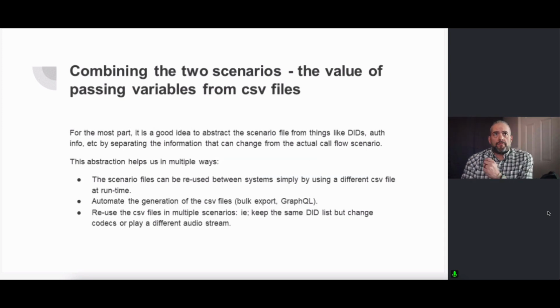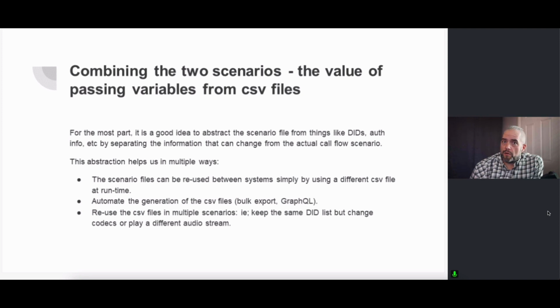For the most part, it's a good idea to abstract the scenario file from things like DID and auth info, by separating the information that can change from the actual scenario file. The abstraction helps us in multiple ways. The scenario files can be reused between systems simply by using a different CSV file at runtime. So we can have a bank of scenario files that we reuse for multiple PBXs. It also lets us automate the generation of those CSV files.